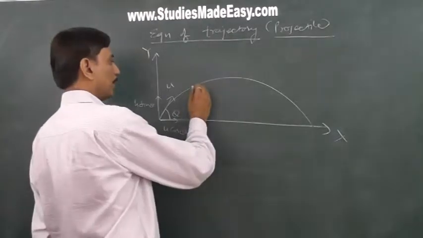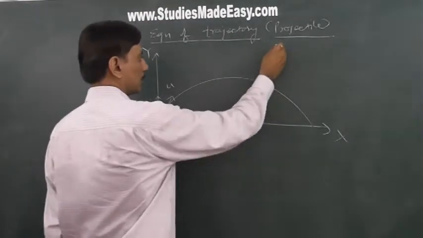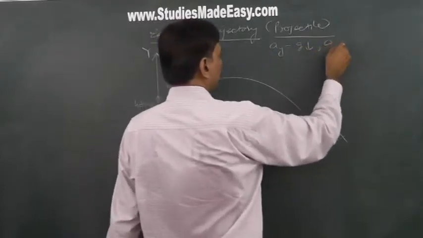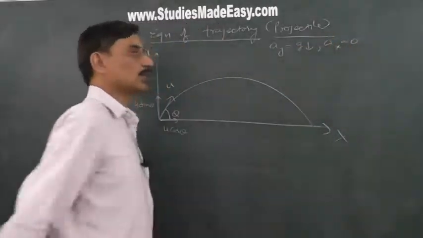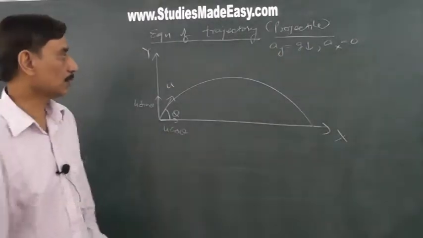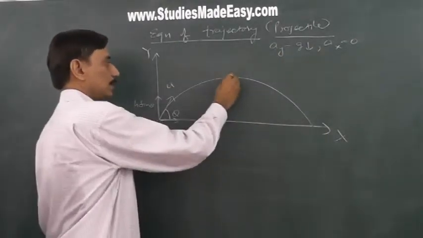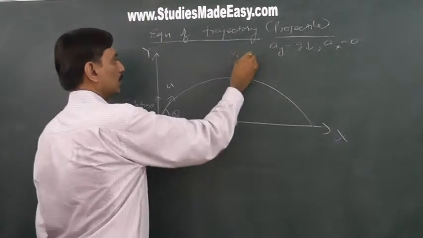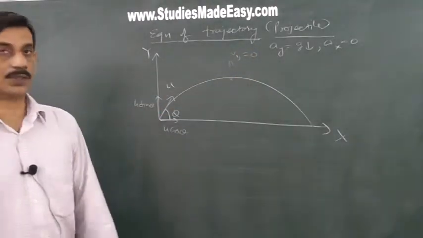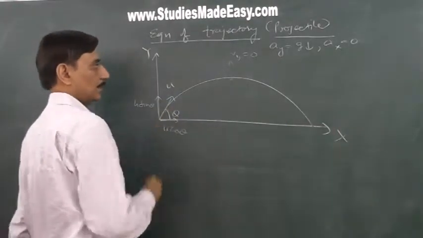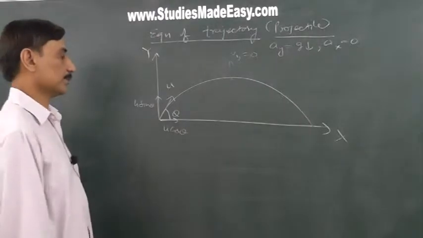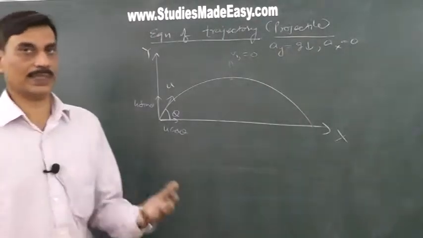The other thing we have done is that velocity is tangent to the path. Ay is equal to g directly downwards. Ax, the acceleration along the x-axis, is equal to 0. Acceleration along the y-axis is g directly downwards. At the topmost point, the velocity along the y-axis is equal to 0. The horizontal component of velocity remains the same because ax is equal to 0. So those things we have done.